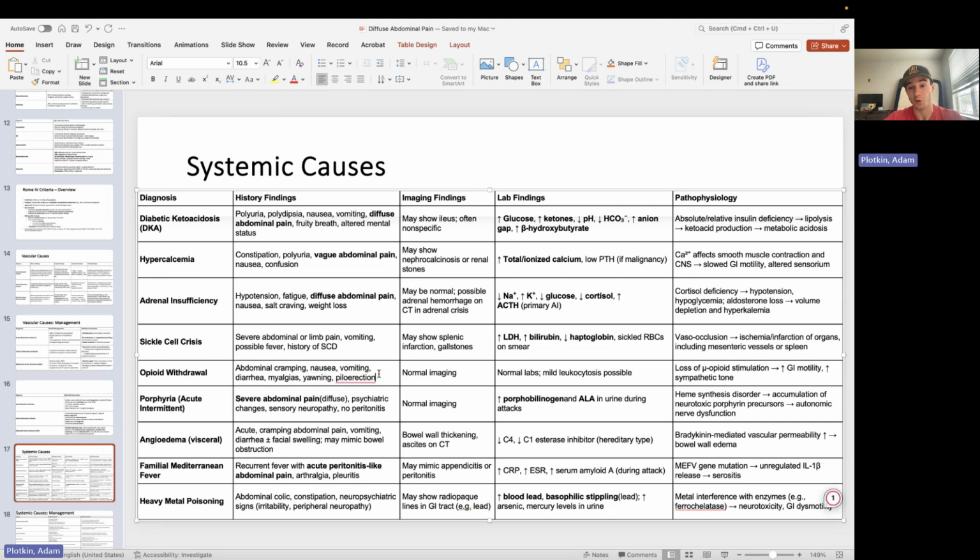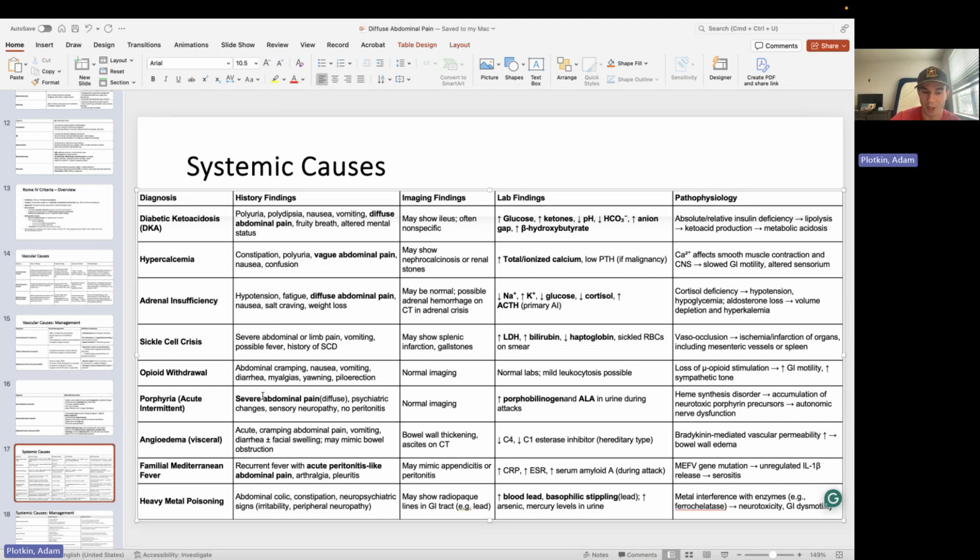So if you ever see a patient who's a chronic drug user who has yawning and piloerection, I absolutely want you to think about opioid withdrawal. They'll classically have normal imaging, normal labs. The way this works, we get a loss of the mu opioid stimulation. It leads to an increased GI motility and increased sympathetic tone, leading to abdominal pain.